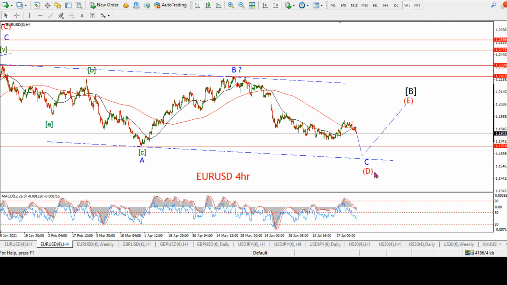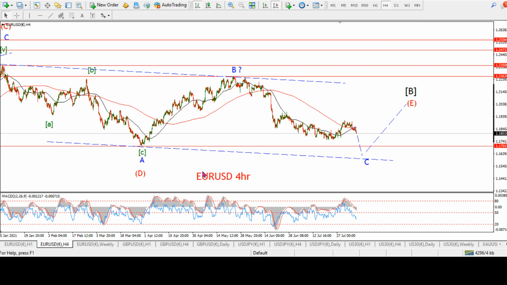Now, there's an argument to be said that we have wave D already complete, and we have wave E already complete. So it is possible that that's correct. And off that high, then we have an impulse wave moving lower. So this could be a 5-3 pattern, and I would not rule that out at all.